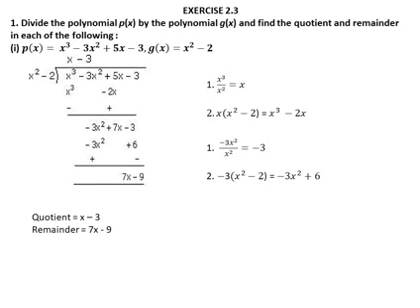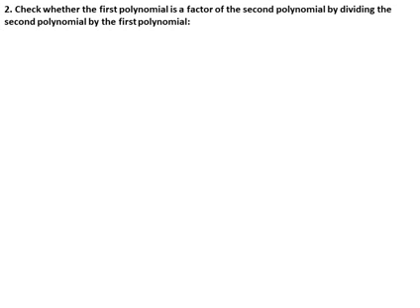Second sum: check whether the first polynomial is a factor of the second polynomial by dividing the second polynomial by the first polynomial. Here they ask you to check whether it is a factor or not. For the factors, whenever we are dividing, what is the remainder? Remainder is 0. In the previous sum, they asked you to find the quotient and remainder. But in this sum, they ask you to check whether we are getting remainder as 0. Let me go for the second sum.